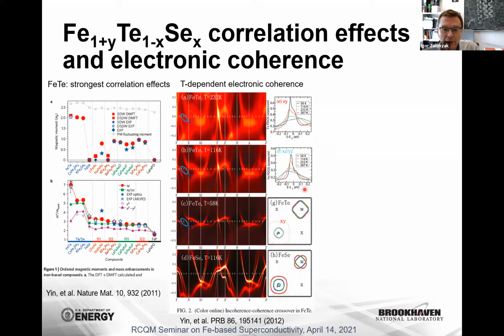But more importantly, it leads to a substantial decoherence, which can develop upon rising temperature to reasonably low values. For example, in iron telluride, DMFT predicted that a coherent band structure near the Fermi energy exists at low temperatures and gets substantially decohered at reasonably low temperatures of the order of 100 Kelvin and above.